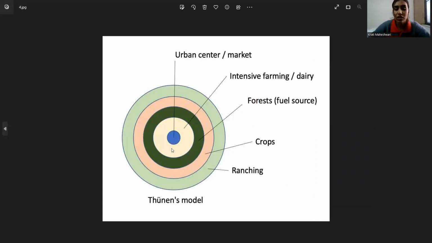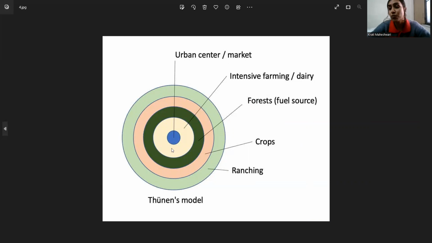Now, this is von Thunen's model, which is essentially very agrarian in nature, and this was actually evolved much before the concentric zone model. But we are discussing this because this model is very analogous to the concentric zone model. So we can say that the concentric zone model was actually inspired by this model. So we see that in the center, we have the urban center or the market.